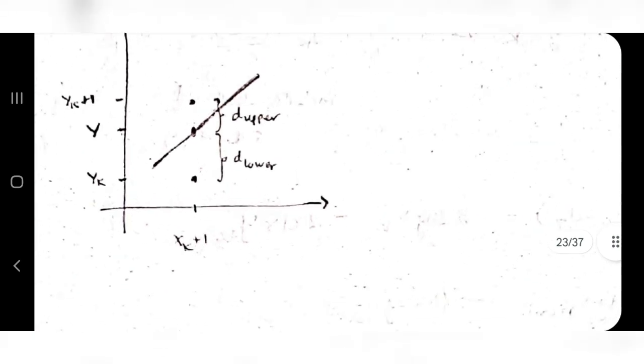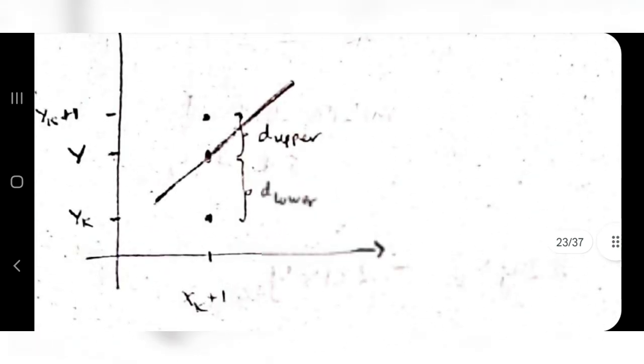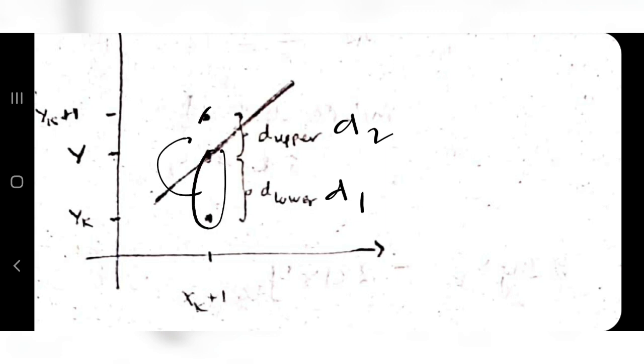D1 minus d2 is less than 0. D1 minus d2 is less than 0 means, this is d1, this is d2. This minus this is less than 0. That means this is smaller than this. If this is smaller than this, we'll obviously choose the lower point, right? Because if this distance is smaller, we'll choose the lower point.